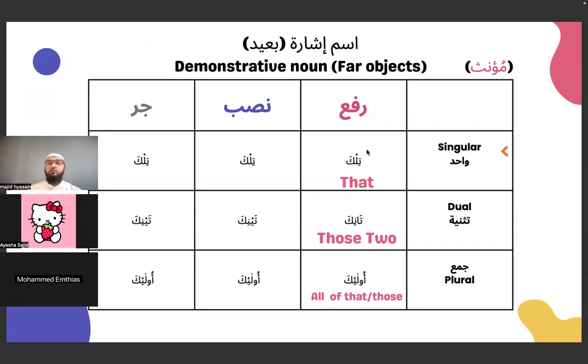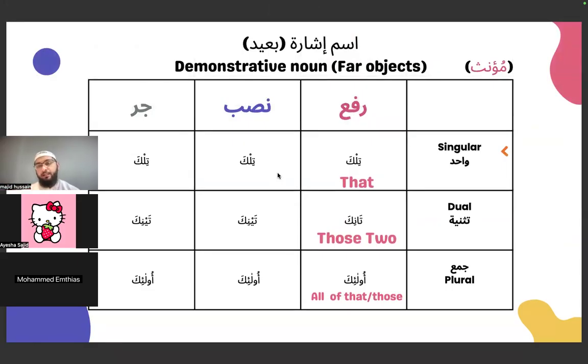When we are pointing to a feminine word, if that particular thing is singular, we will say tilka. And if it's dual, tanika. Here in masculine we say dhanika, because of dhalika, and tilka, tanika refers to the object we are pointing to being female. Tanika, tainika. Tainika is in the state of nasab and jar. But tilka remains the same throughout rafa, nasab, jar, just like dhalika. The only difference is dhalika is used for masculine objects and tilka is used for feminine objects.